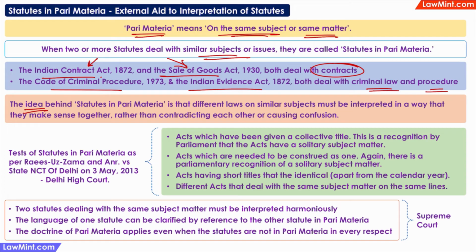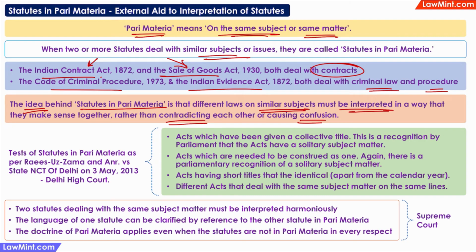The basic idea behind the principle of statutes in pari materia is that if there are two statutes covering the same or similar subject matter, then they should be interpreted in the same or similar manner. For example, you cannot have one rule for general contracts under the Contract Act and another rule for contracts under the Sale of Goods Act. Otherwise, there will be contradiction and confusion. So, statutes covering the same or similar subject should be interpreted in the same or similar manner.